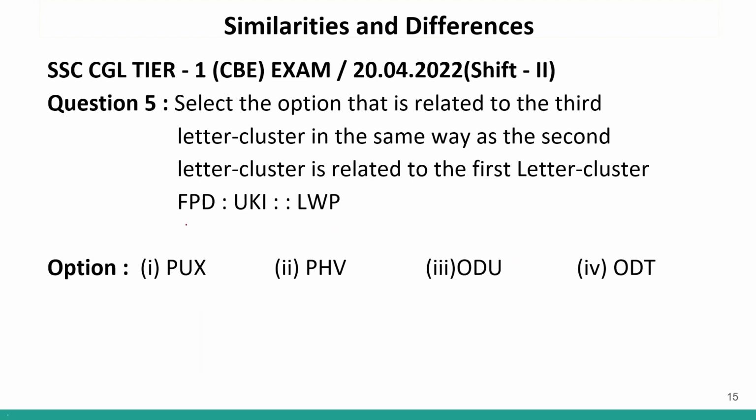Now, analogy based question. This is somehow related and we have to find out the concept of this one. So over here we have 3 different series. F is related to U, P is related to K, and D is related to I. So F, U are what? These are opposite letters. Similarly, P, K, these are also opposite letters. D is ranked at 4 and I is ranked at 9. So this is an addition of 5. These are not opposite letters.